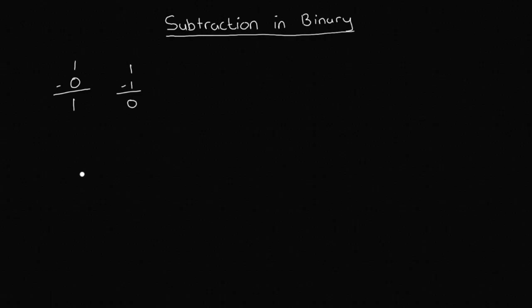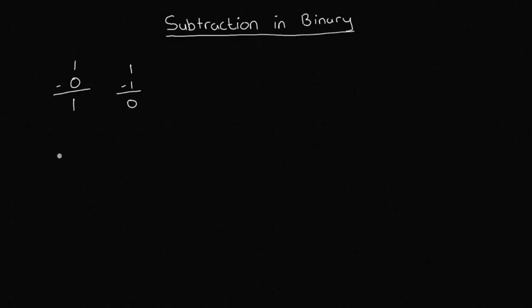Now, where it gets a little bit more difficult is when we jump into numbers greater than 1. So when we jump into numbers like 2, 3, 4, and so on. And the reason why it gets a little bit more difficult is because binary only holds 1s and 0s. So when we jump into 2, or numbers greater than 2, we have to represent it in a different format than what we're used to.